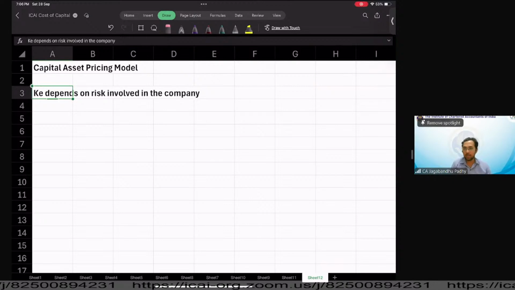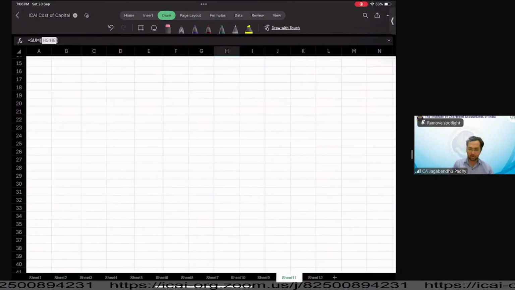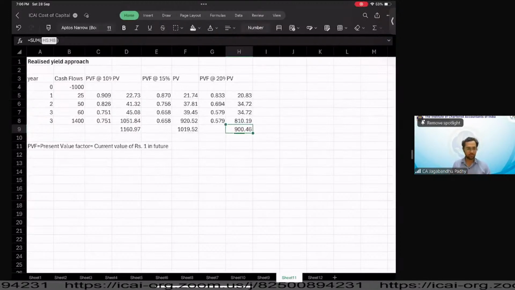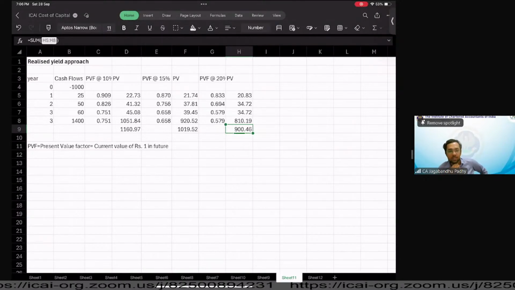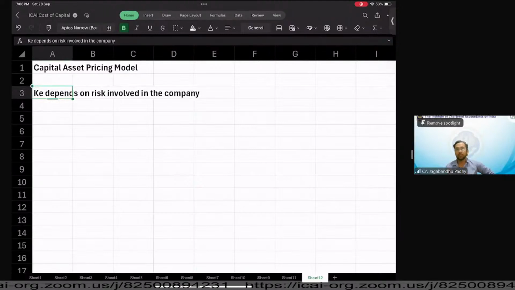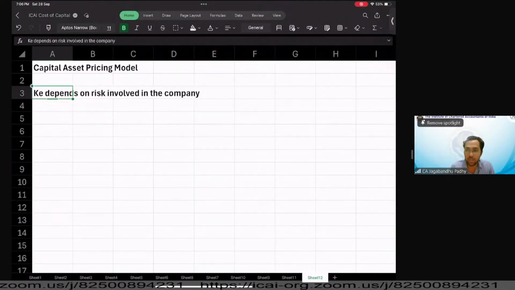And you're asking what 15.83 signifies? 15.83 is the cost of equity of the company using the realized yield approach. It means the equity shareholders have actually got a 15.83% return from the shares. That's the rate of return which the shareholder has got. Is it clear, Anirudh?